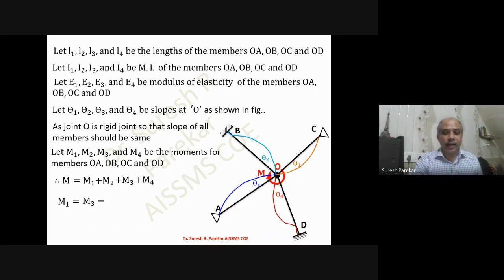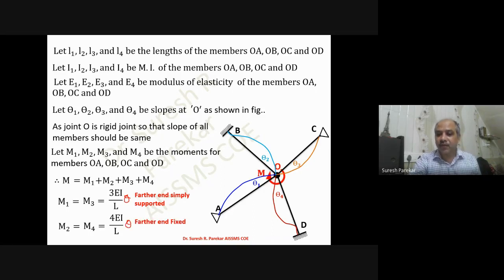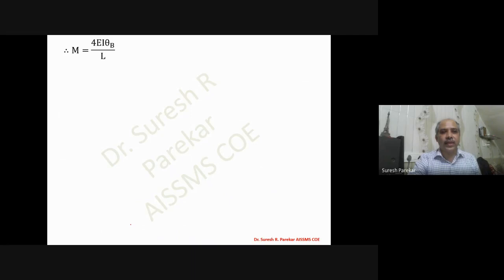So M1 equal to M3 equal to 3 EI upon L theta, because my farther end is simply supported. Now if I go to M2 and M4, these will be 4 EI theta B upon L, because my farther end is fixed, as we have seen from the stiffnesses. So we have 4 EI upon L theta B for farther end fixed, and M equal to 3 EI theta for simply supported.